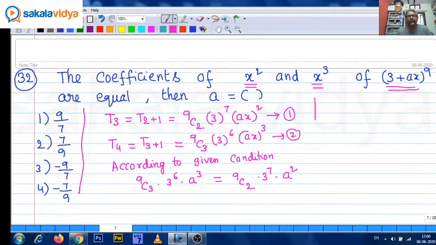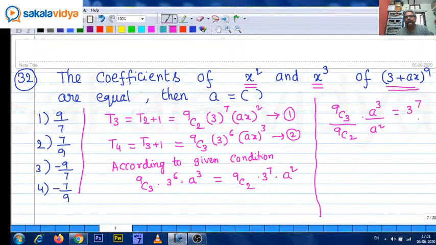Okay, this we can write now: 9c3 upon 9c2, that is, a cube upon a square equals 3 power 7 by 3 power 6. Can I write like this? You check it now, this step.